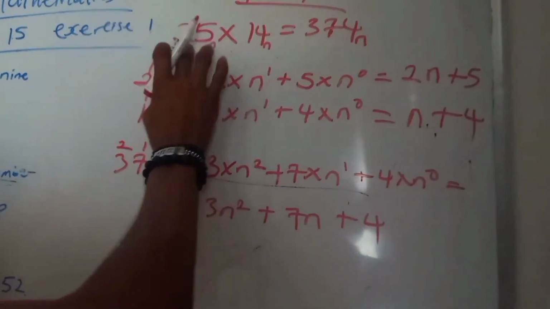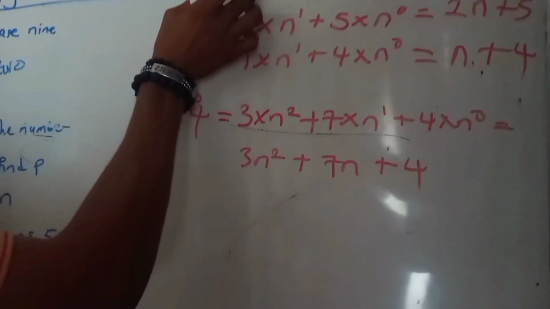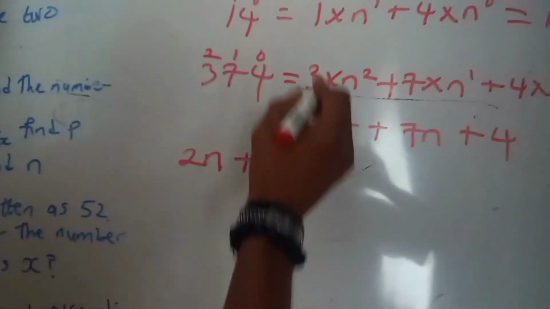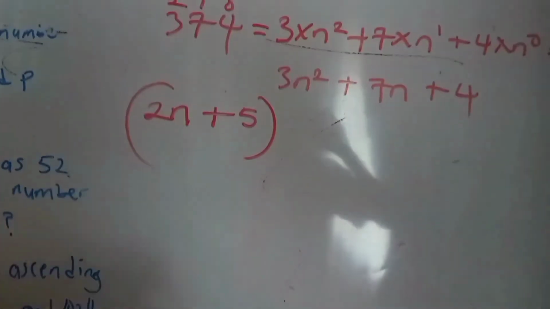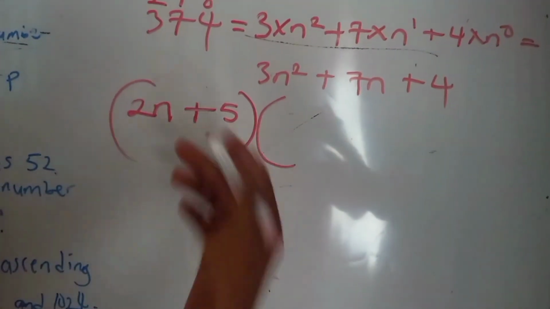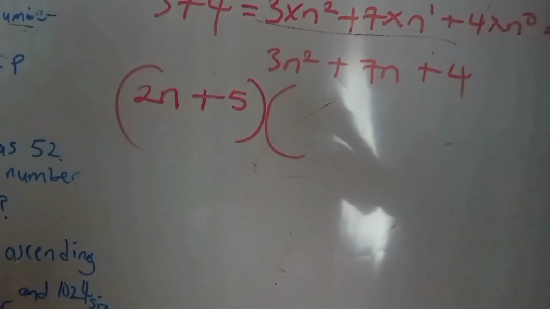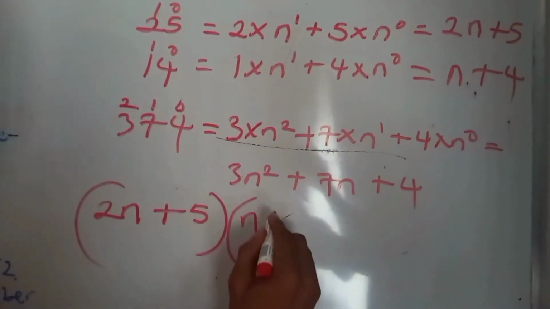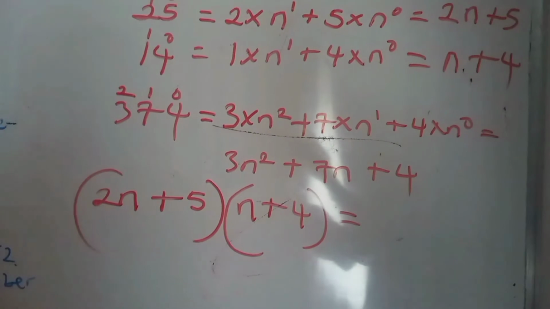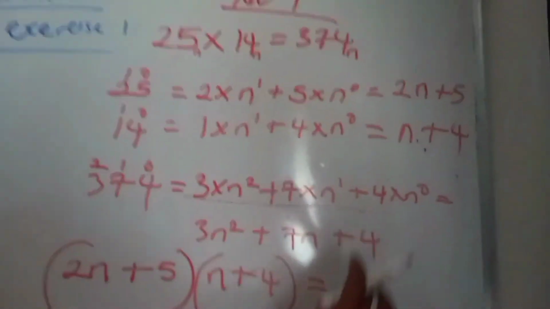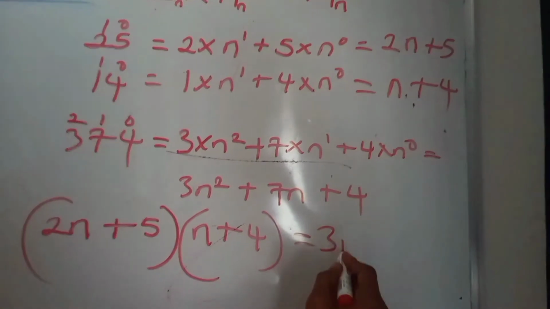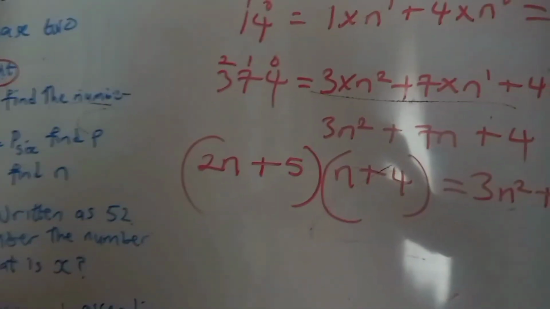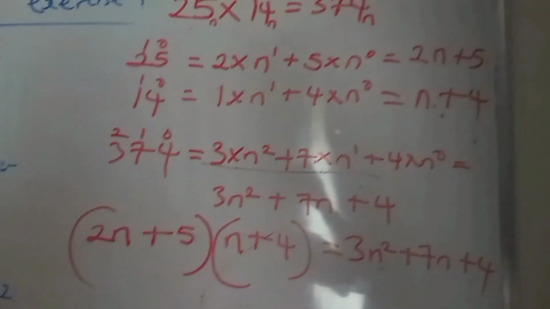Now let's gather the same format of the question. This 25 is 2n plus 5, in brackets. The brackets mean multiplication sign, so there's no need for me to put times there. Now this 14 is n plus 4, close bracket, equals this 374 base n, which is 3n squared plus 7n plus 4. For those who are confused, don't be confused.